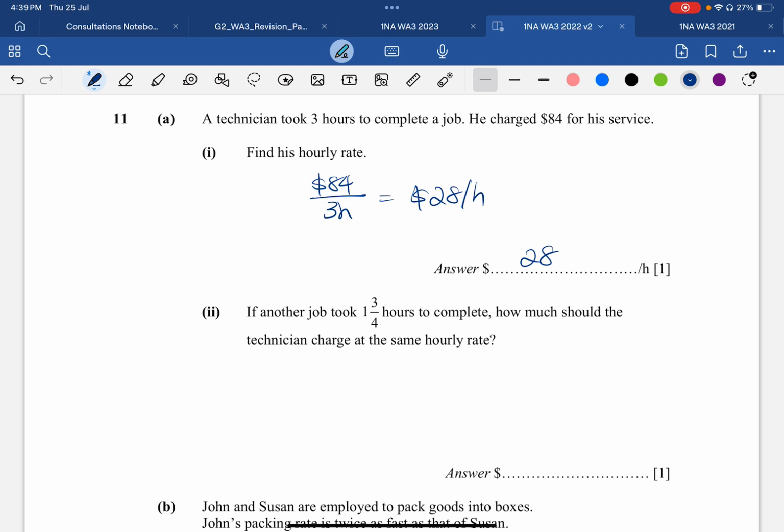Another job took 1 3/4 hours to complete. How much would he be charged? Okay, at the same rate, so you just take 28 multiplied by 1 3/4. So that will give you $49.